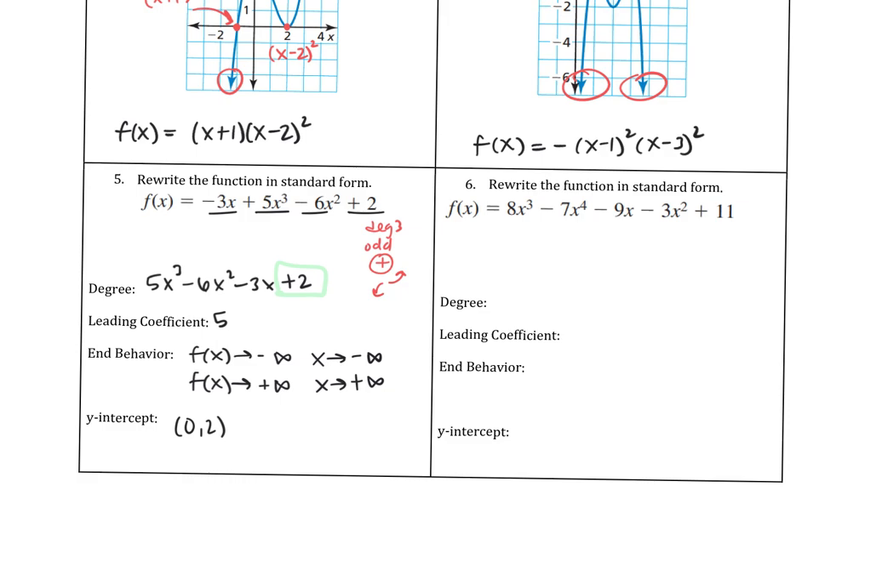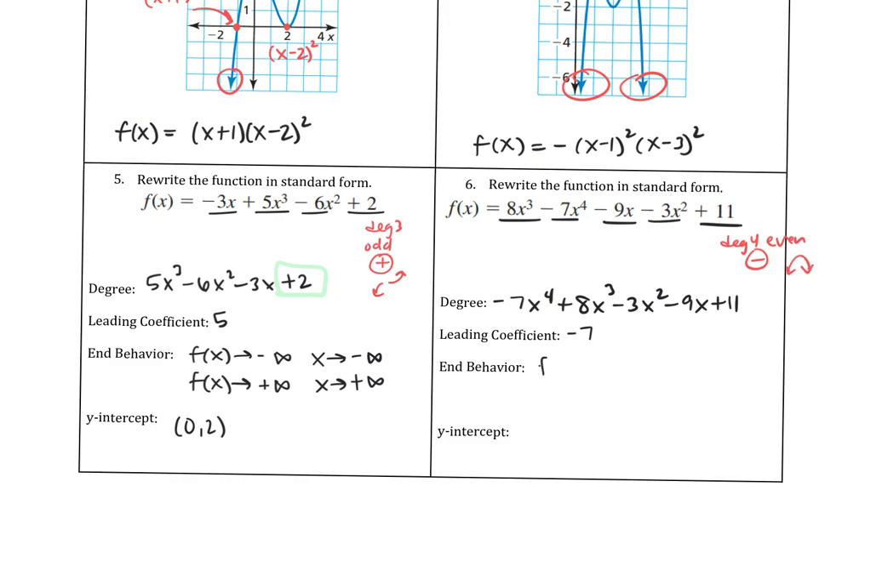All right, rewrite the function in standard form for number 6. Let's do the same thing. The highest degree right here is negative 7x to the 4th. Then we've got plus 8x to the 3rd, minus 3x squared, minus 9x, plus 11. So there, that's the nice standard form right there. Our leading coefficient is that negative 7. So since we have an even degree, the degree is 4, that's even, but the leading coefficient is negative, so that means both ends are facing down.